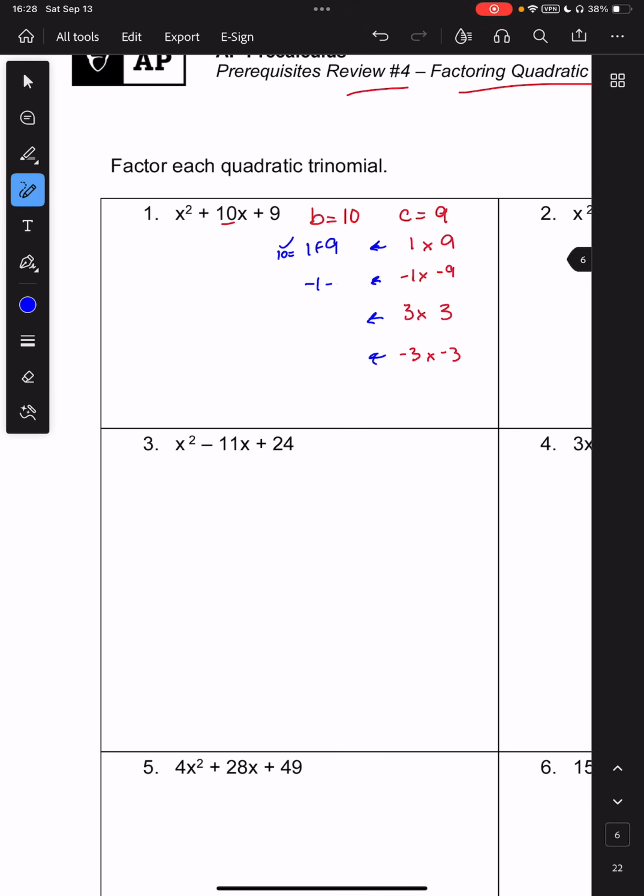Negative 1 plus negative 9 is negative 10. So that doesn't work. 3 plus 3 is 6. Negative 3 minus 3 is negative 6. So we know that our two numbers in our parentheses are going to be 1 and 9. So we just write x plus 1 times x plus 9. And that's it. That's our factored form.